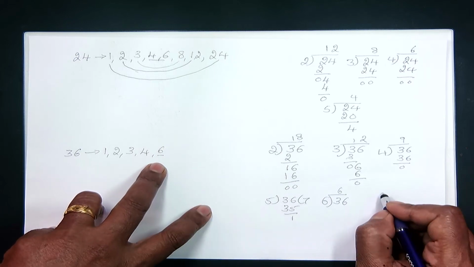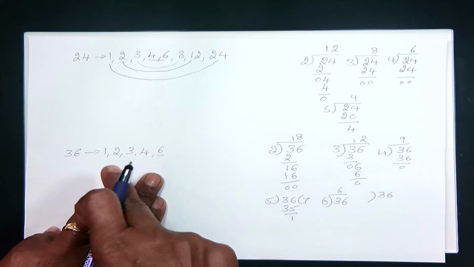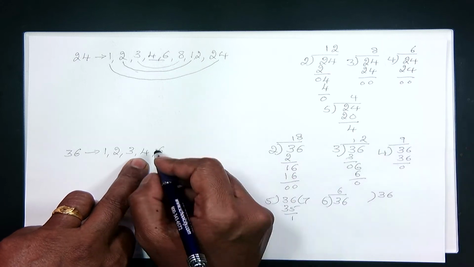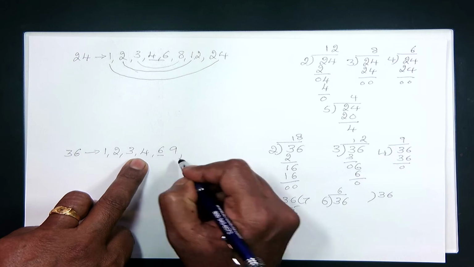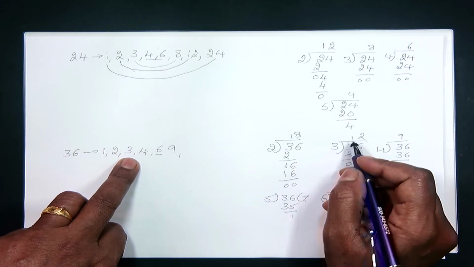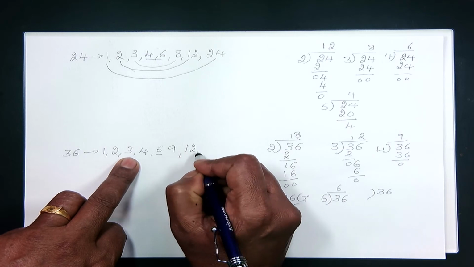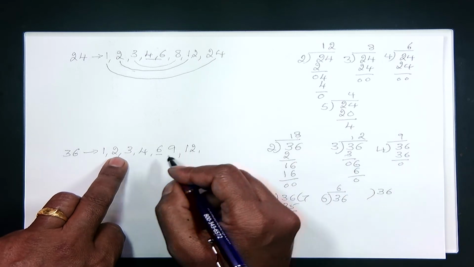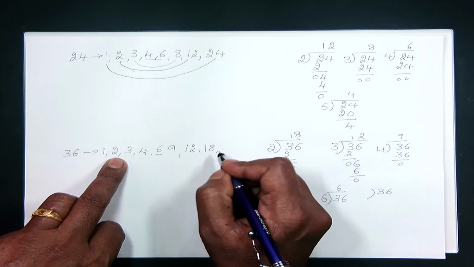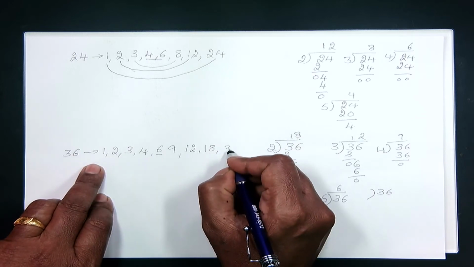Now, take 36 and divide by this 4, we divided by 4 and got 9, we can write here 9. Next, take 36 and divide by 3, we got 12, we can write here 12. Next, divide 36 by 2, we got 18, we can write here 18. Last is 36, 1 36s are 36.